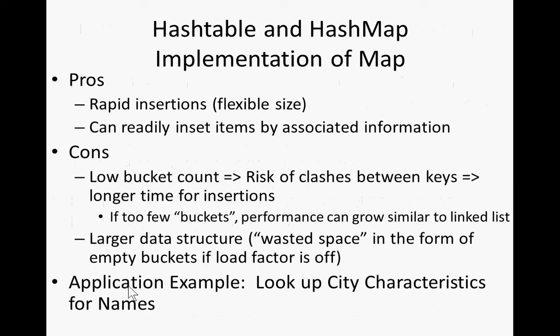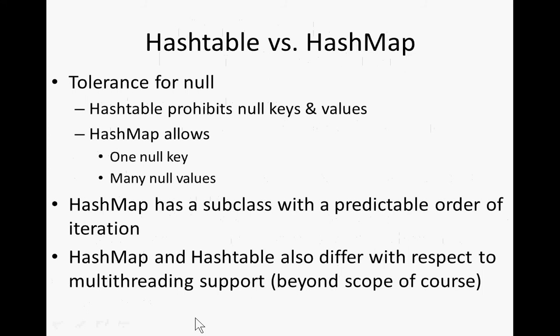You can really rapidly insert items here by associating them with information. The cons I don't want to get into here. It can be a larger data structure, but that's okay. So imagine looking up city characteristics based on names. Or, on a personal level, you could maintain a collection, maybe a linked list, maybe an array list, of which cities they've ever lived in. That would be a useful thing.